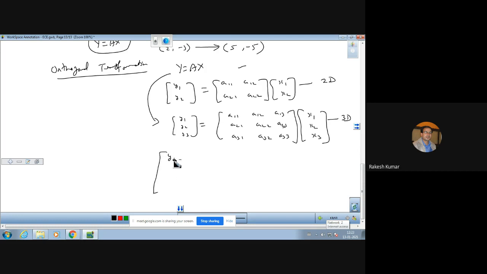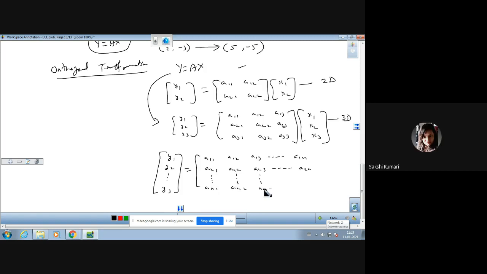So we can write down every linear transformation in 2D, in 3D, or in 4D, or in ND. Suppose we want to write down in n dimension, then that is y1, y2, so on yn. So a11, a12, a13, so on a1n. a21, a22, a23, and so on a2n. Similarly, on this side, an1, an2, an3, and so on ann.